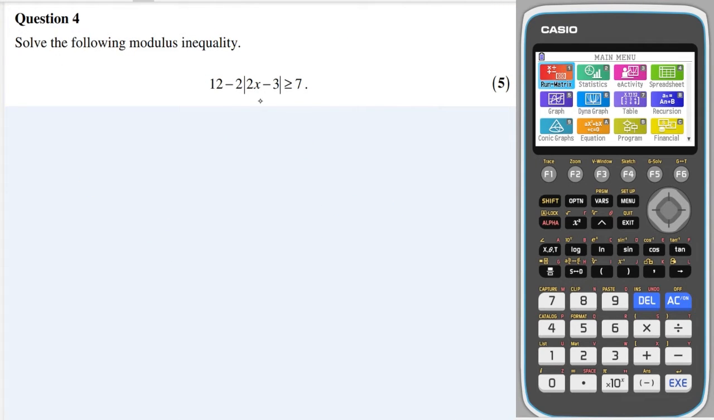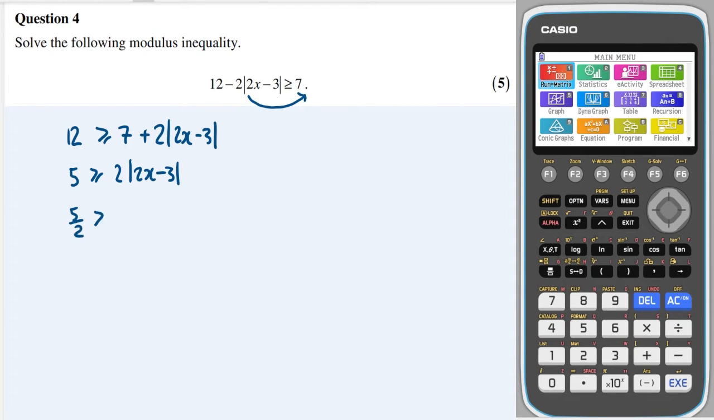Okay, tricky inequalities question. First off, I don't like having the negative sign there, so I'm going to move it to that side. So I'm going to have 12 is greater than or equal to 7 plus 2 lots of modulus of 2x minus 3. Then going to minus 5 to both sides and divide both sides by 2. And then I'm just going to write it the other way around. So 2x minus 3 needs to be less than or equal to 5 over 2.